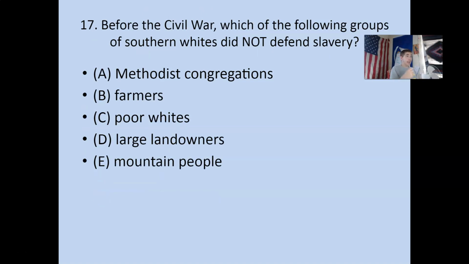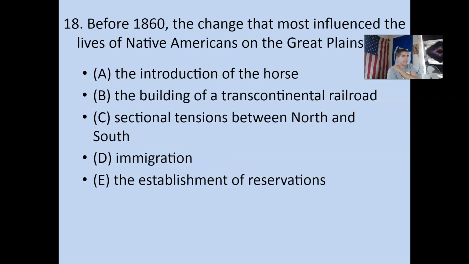Number 17. Before the Civil War, which of the following groups of Southern whites did not defend slavery? So which group did not defend slavery? A. Methodist congregations. B. Farmers. C. Poor whites. D. Large landowners. E. Mountain people. The answer is E. Mountain people. Because they had no reason to defend slavery.